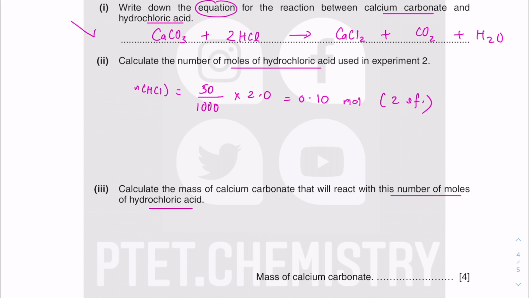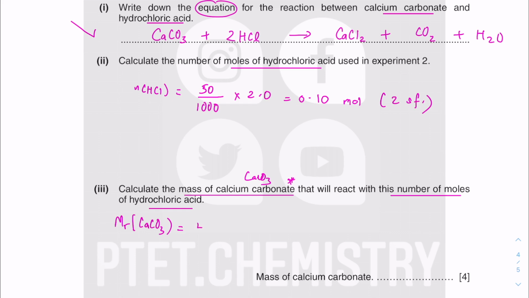Now they want the mass of calcium carbonate that will react with this number of mole of HCl. From our balance equation, 1 mole of calcium carbonate reacts with 2 mole of HCl. So they want the mass of calcium carbonate. The fact that they want the mass of the CaCO3 reminds us that we probably have to work out the MR of CaCO3, and that's what I'm going to do here.